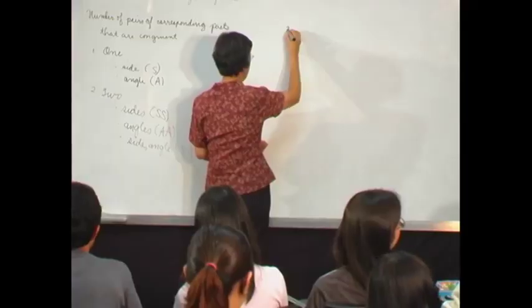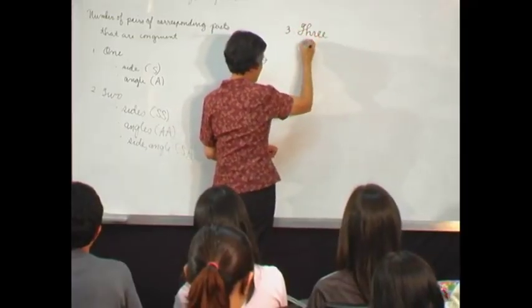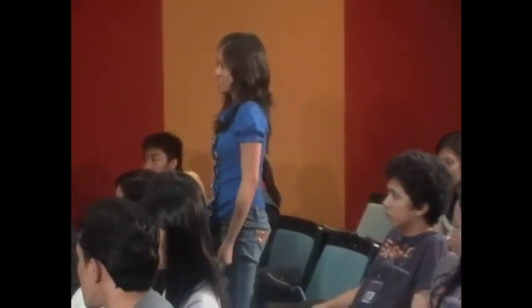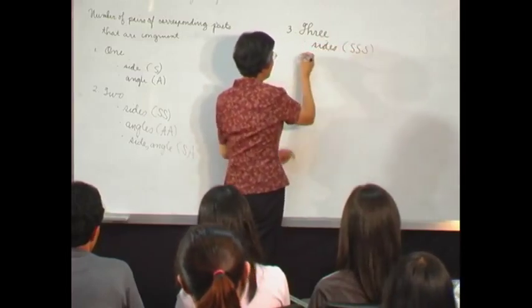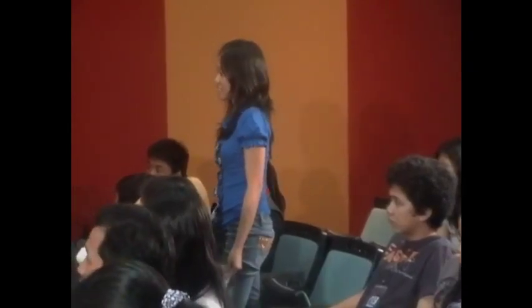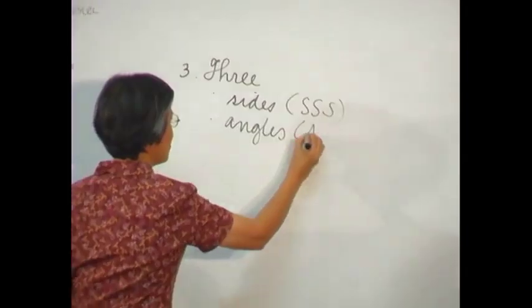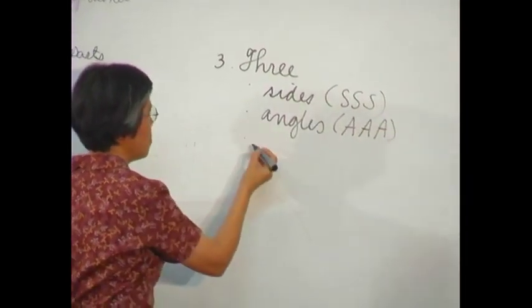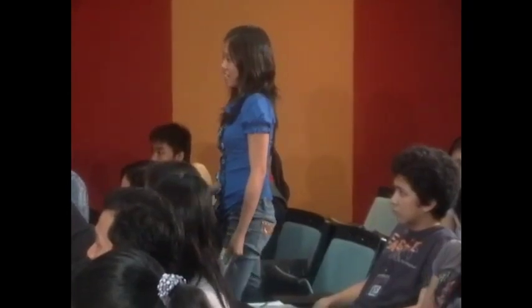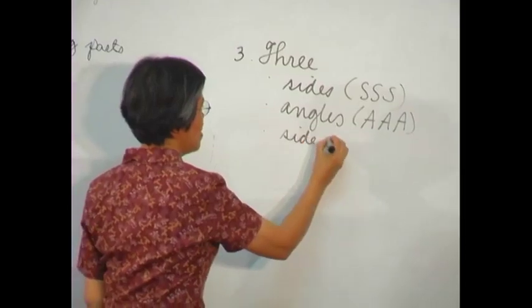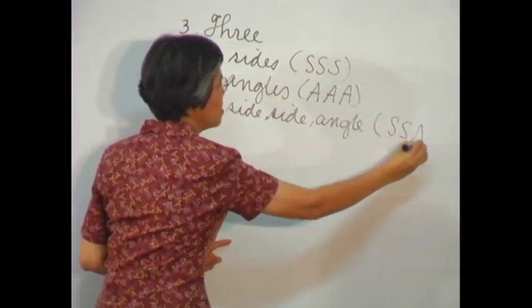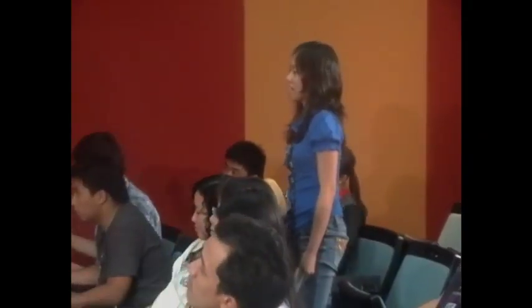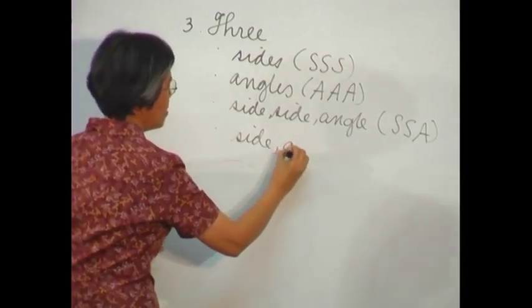We now have three. So what would they be? We should have three corresponding sides. Okay, so three sides. Three corresponding angles, and combinations of sides and angles like side, side, angle. Let's denote that by these symbols. We could also have side, angle, side.